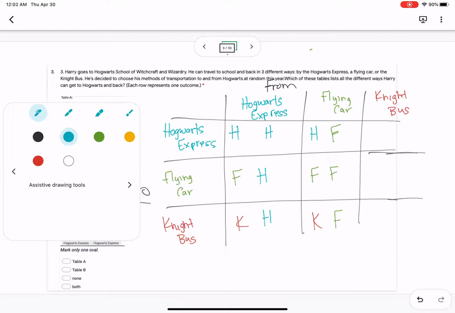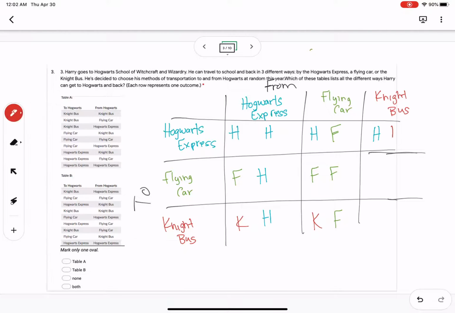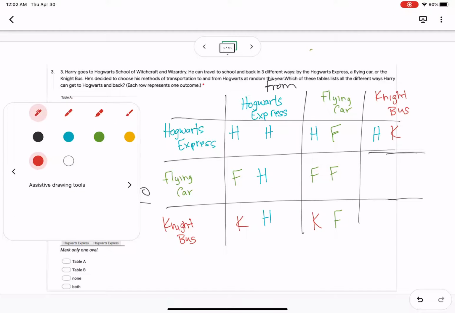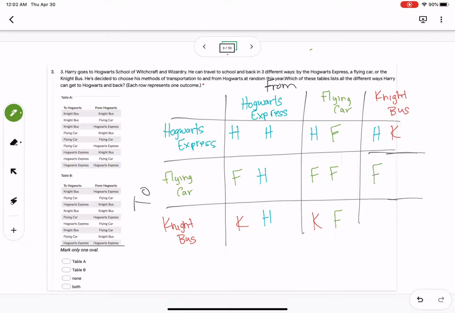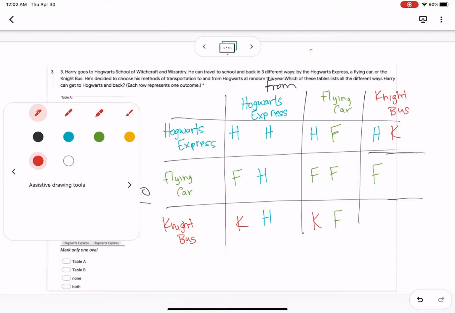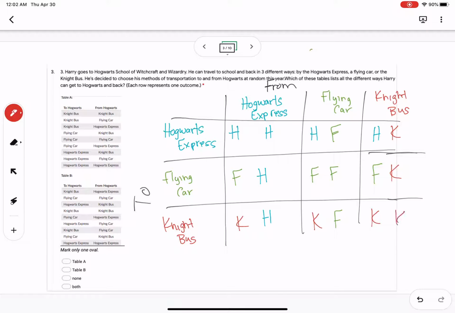Could go to with the Hogwarts, back with the Knight's bus, to with the flying car, back with the Knight's bus, to with the Knight's bus, and back with the Knight's bus. So those are all of our different options on what he could do here. And I just did that using a simple grid to help organize my thoughts a little bit.